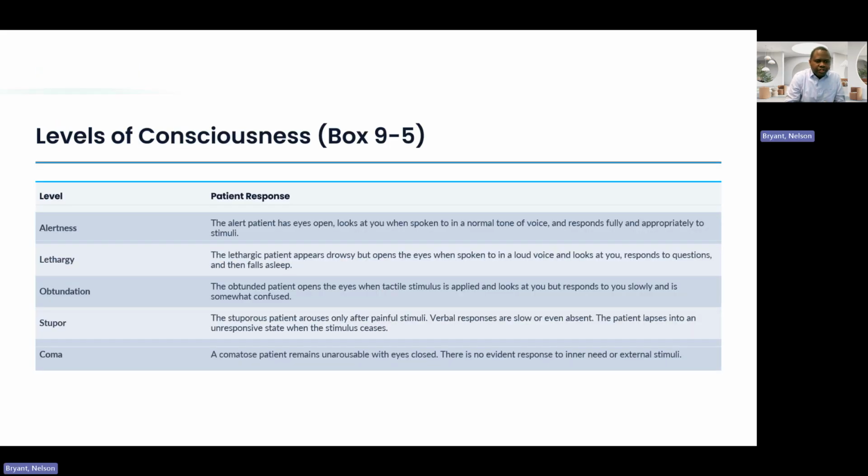So if you look into your textbook, for example, this box 9-5, you see different levels of consciousness, which I'm very sure you are familiar with. You covered them in your health assessment or your foundational skills in BSN program or in ADN. So this is just for your review because we'll come back to them later.